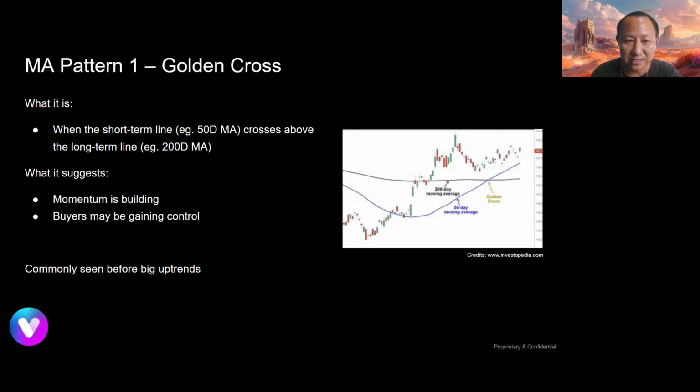All right. So what this suggests is that buying momentum is building, right? So more users are buying heavily in the short term as compared to the long term, and it has crossed over the 200-day moving average. So buyers may be gaining control. Okay. So these are commonly seen before big uptrends in price. Right? So that's how to interpret the golden cross, or the 50-day, 200-day moving average cross.